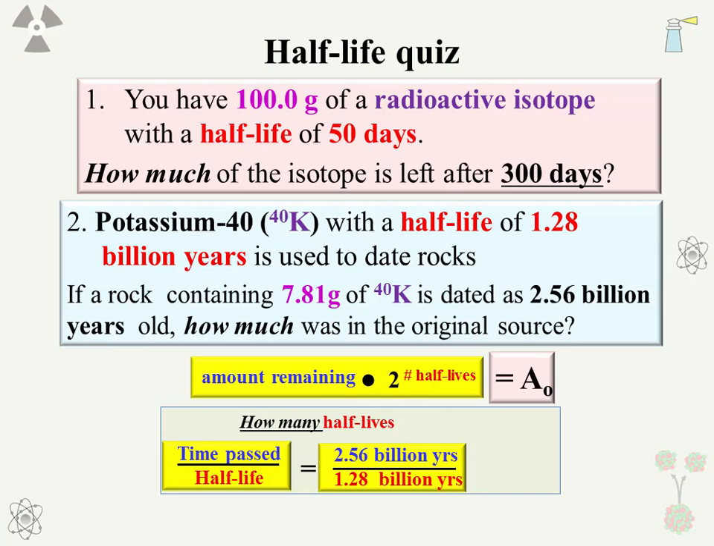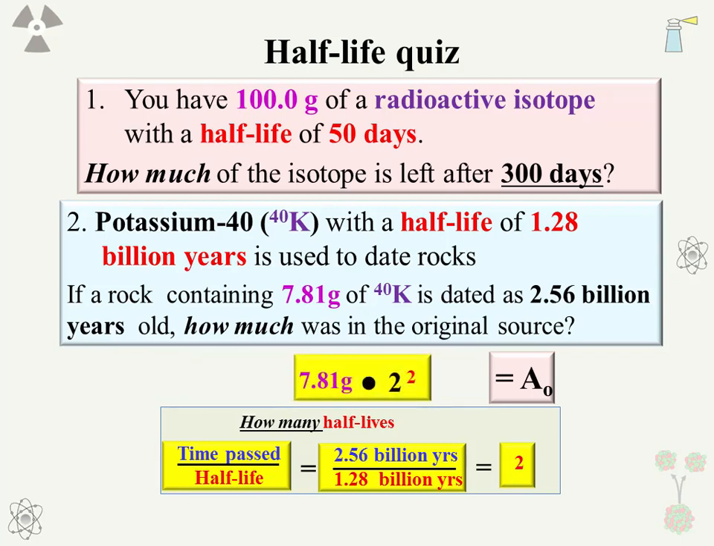2.56 billion years have passed for an isotope that has a half-life of 1.28 billion years. A mere 2 half-lives have passed for this ancient isotope. Now we take the remaining amount, 7.81 grams, and multiply it by 2 raised to those 2 half-lives for an original amount of 31.2 grams. Another 2-part solution. And that concludes the material of the lecture.